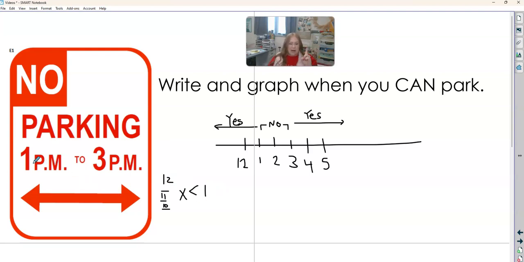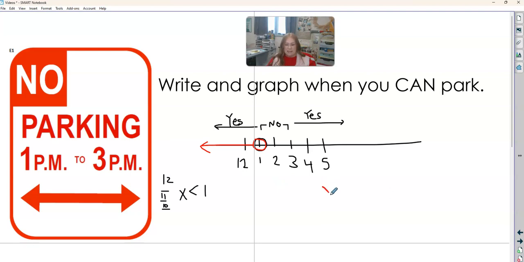So can you park there at 1 o'clock? No, you cannot equal 1. So this is an open circle, and then it's going to be earlier than 1. So you can do 12:59, yes. As soon as it's 1 o'clock, no.